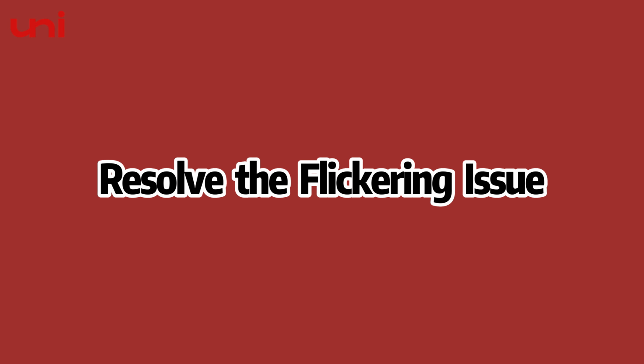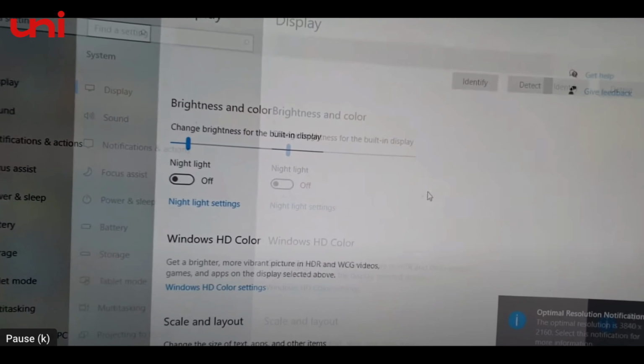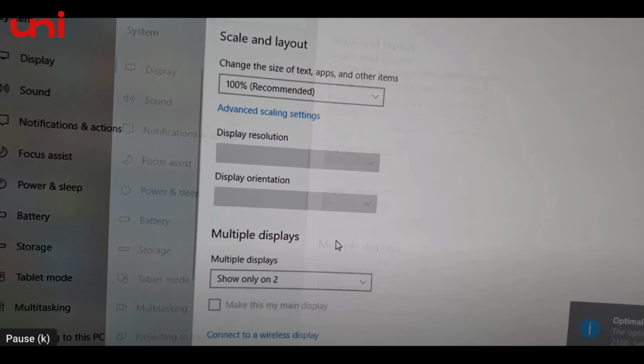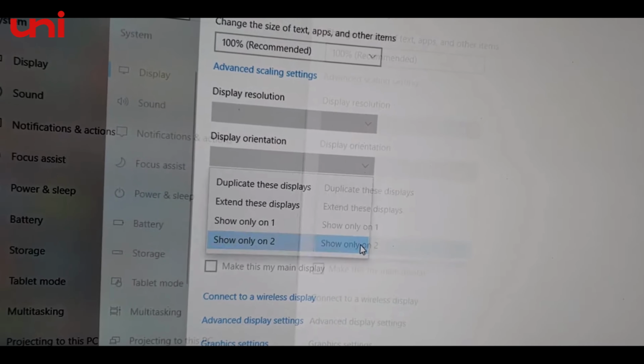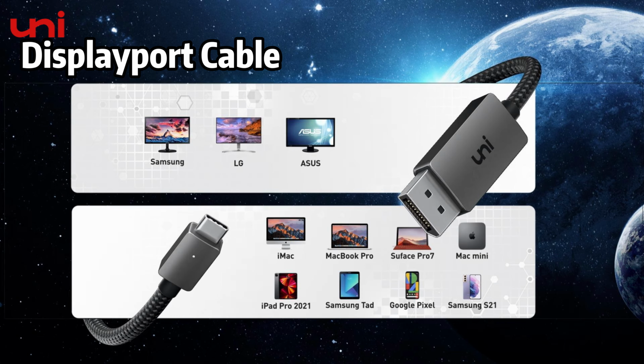Resolve the flickering issue. If you are experiencing flickering issues when using an HDMI cable and want to switch to a DisplayPort DP cable, it's important to consider the technical specifications of your monitor. Before choosing a DP cable, you have to check the input specifications of your monitor to determine what type of DP input it has. Some monitors have DP 1.1 inputs, while others have DP 1.2 or later inputs. Make sure the cable you choose is compatible with the DP input on your monitor.